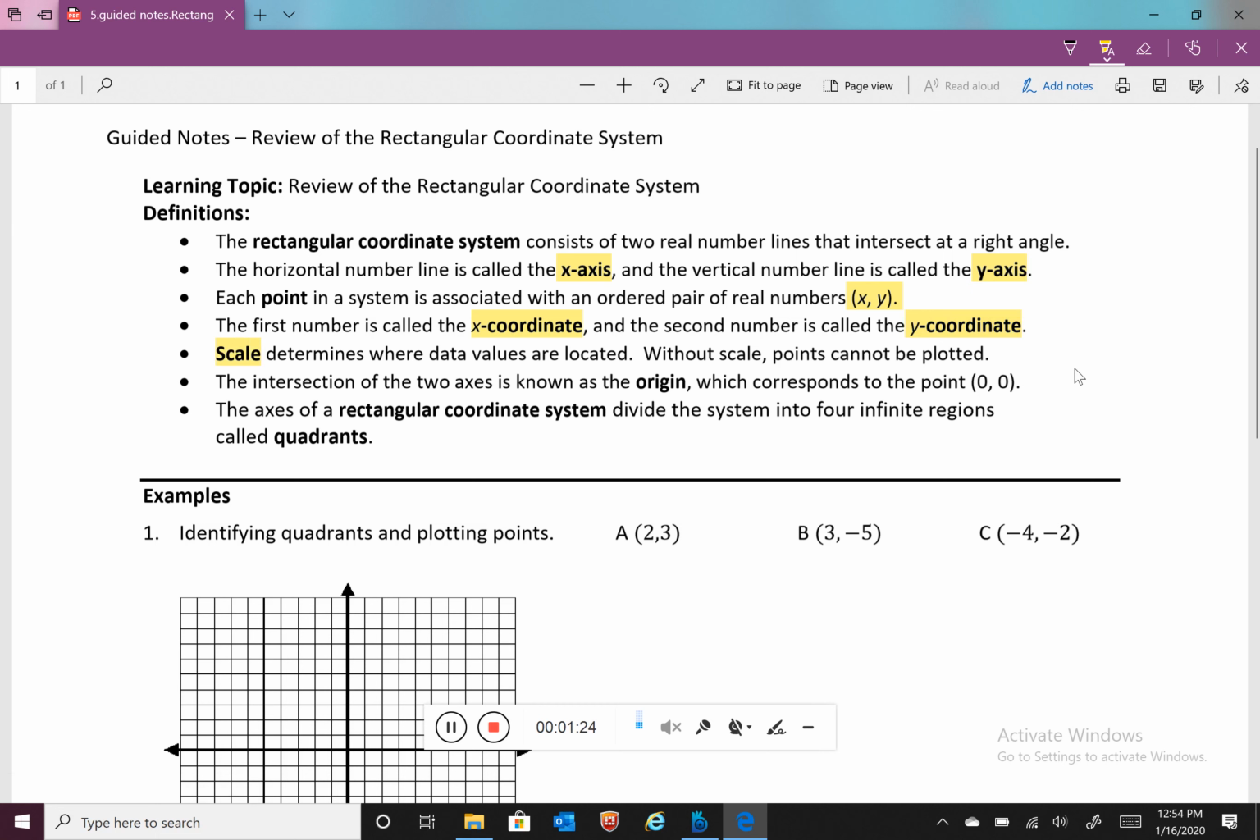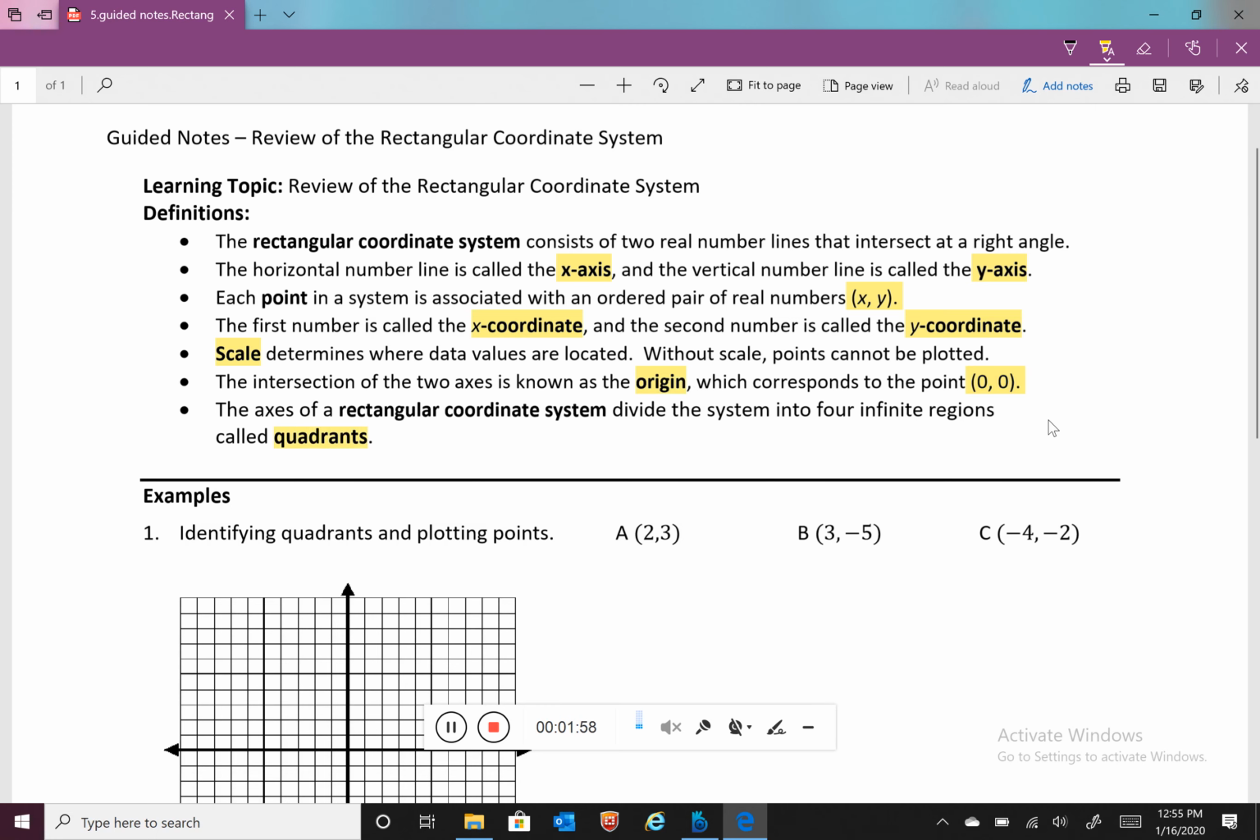The other definition that you need to recall is origin, and that is where the horizontal and vertical axes intersect, and that is at the point 0, 0. And then the last definition we need to go over is quadrants. So our axes divide the coordinate system into 4 infinite regions called quadrants, and I'll be outlining all 4 quadrants so that you can locate the points and identify the quadrants that the points lie in.